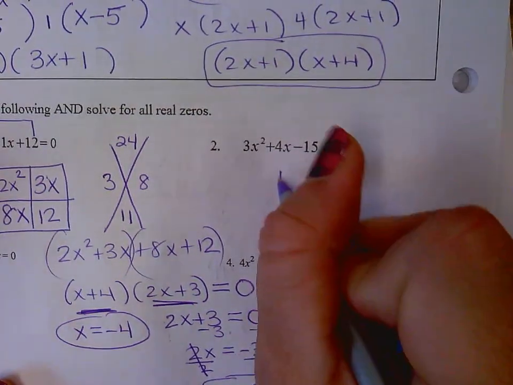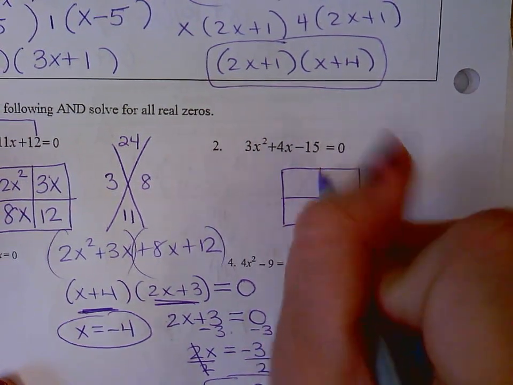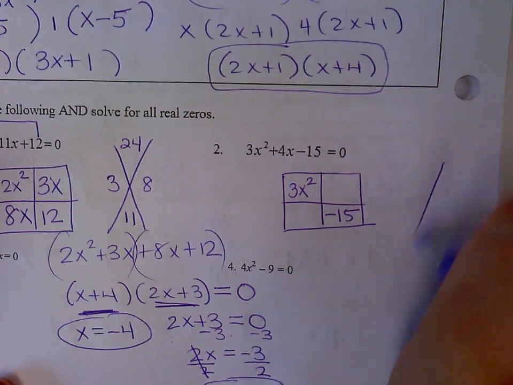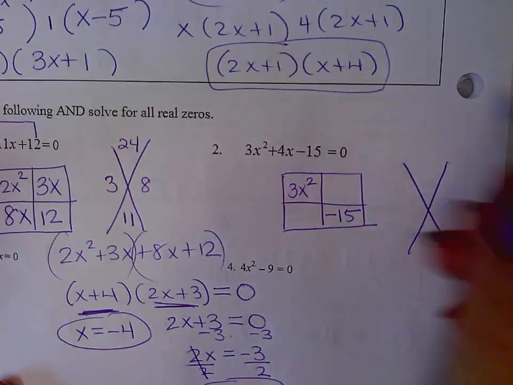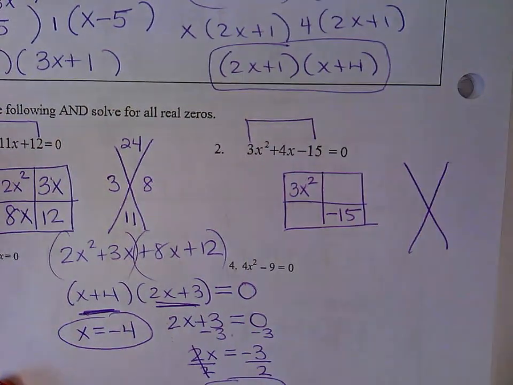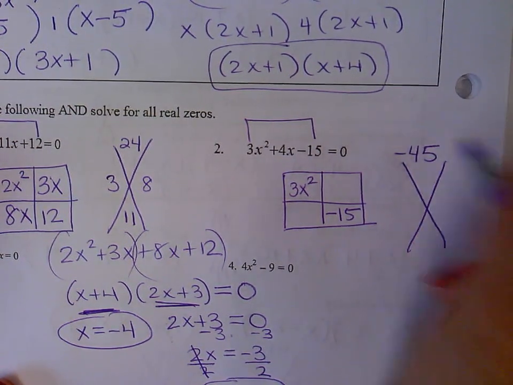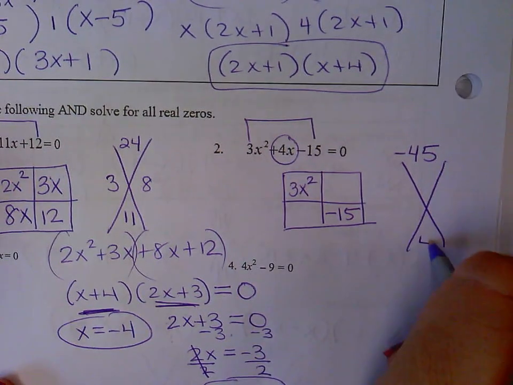I'm going to set it up as a box. If you want to do grouping, that's great too. So 3x squared, negative 15. My diamond this time is a big number. 3 times negative 15 is negative 45. And my middle number is 4.